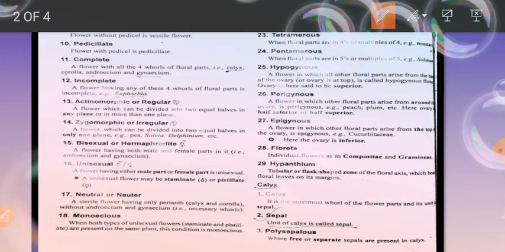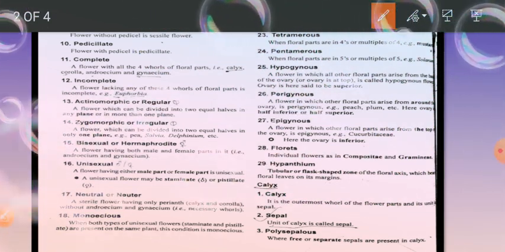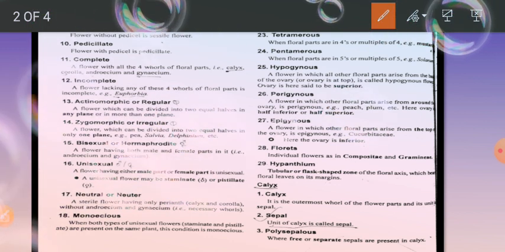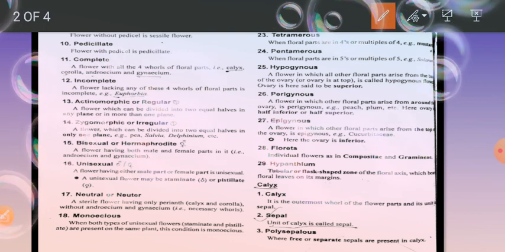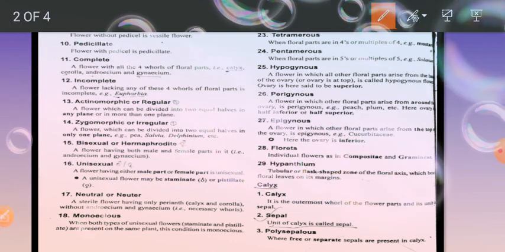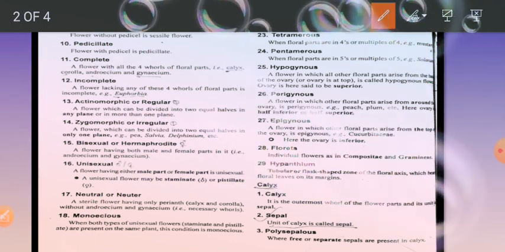Then epigynous means the ovary is inferior. So that's why these are epigynous, hypogynous and perigynous, based on the position of the ovary.